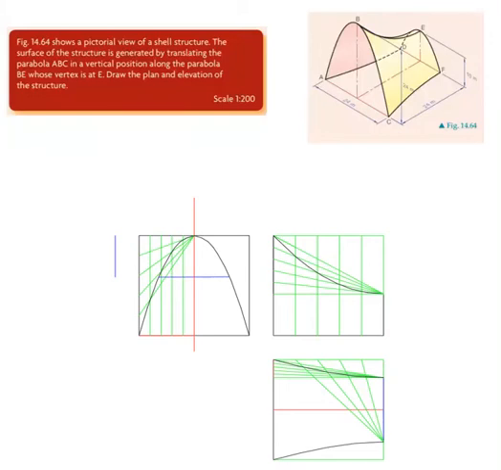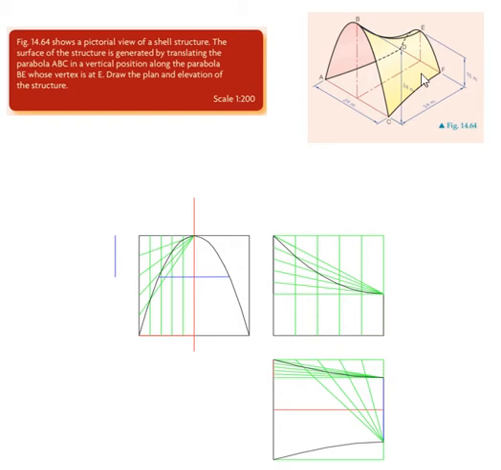Okay, so here's a video of me explaining the principles of the question posed here, and I'm just going to talk you through the solution that we have drawn up here on AutoCAD. As you can see, figure 14.64 shows a pictorial view of a shell structure. The surface of the structure is generated by translating the parabola ABC in a vertical position along the parabola BE, whose vertex is at E. Draw the plan and elevation of the structure.